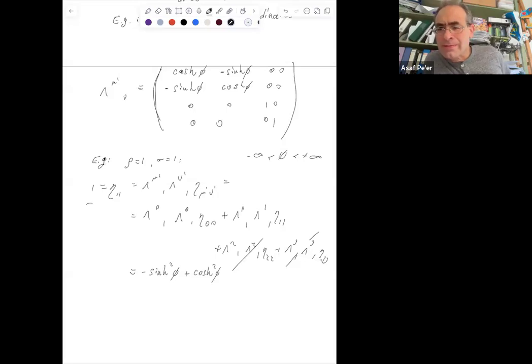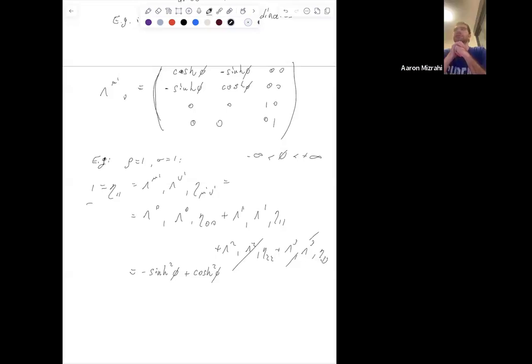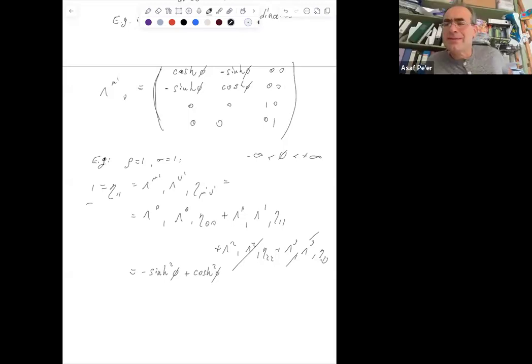I have a question. Yes. I'm having a lot of trouble bridging this with the more classical Lorentz transformation of 1 over the square root of 1 minus blah blah blah.